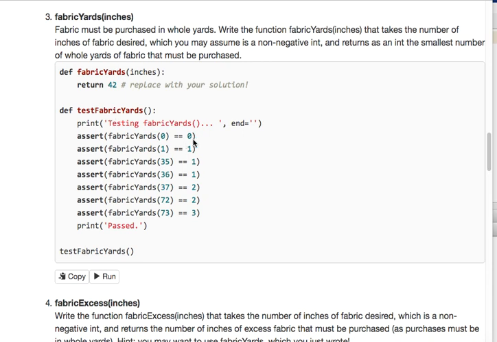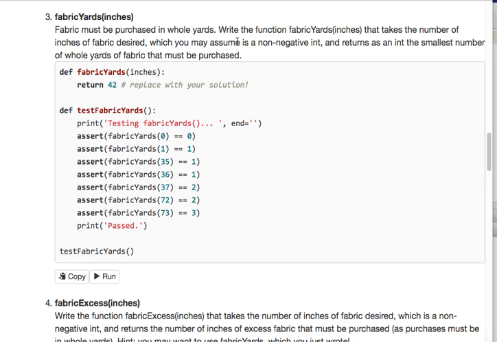So if I want to buy even 1 inch of fabric, I have to buy a whole yard. 35 inches, still a yard. 36 inches, still a yard. At 37, I have to go on to 2 yards because I have more than 1 yard I'm buying. A yard and an inch, you have to buy 2 whole yards.